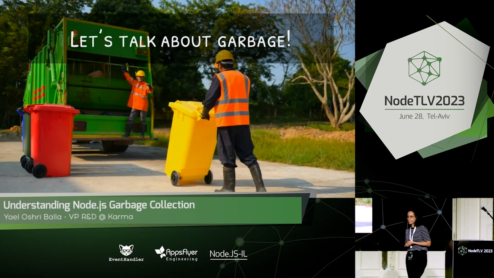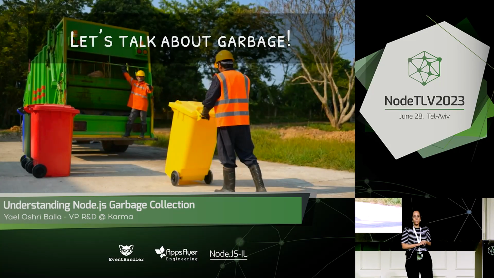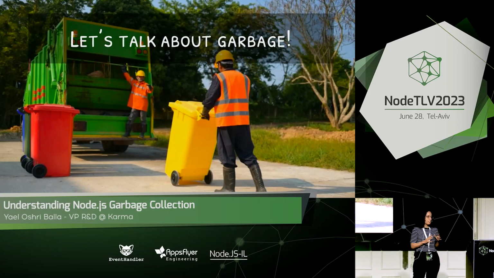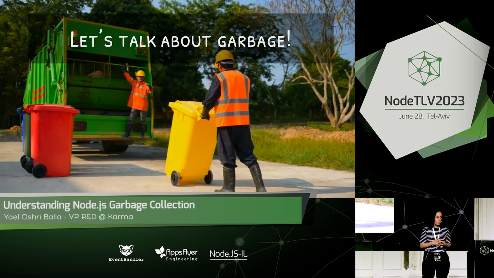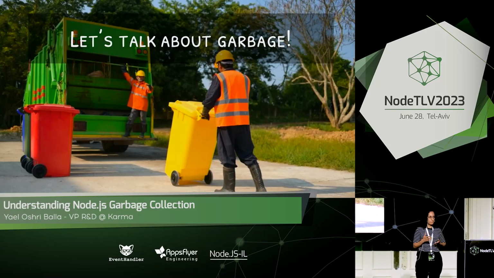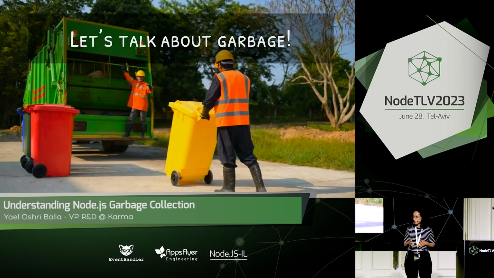Let's talk about garbage. What do I mean when I say garbage? Every time we create an object, memory needs to be allocated for it. And when we finish using it, this memory should be cleared. In low-level languages like C or C++, the developer needs to handle it themselves. But luckily, we're using Node, and Node uses V8, and V8 has a garbage collector that is freeing the unused memory for us.